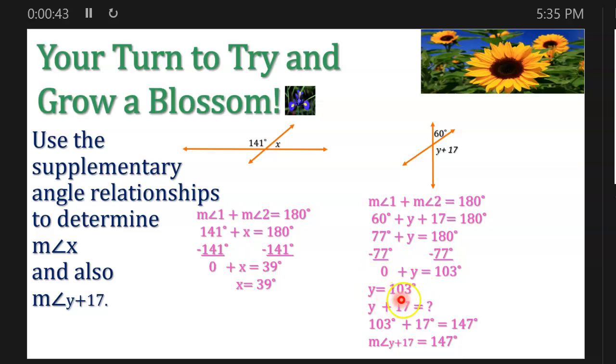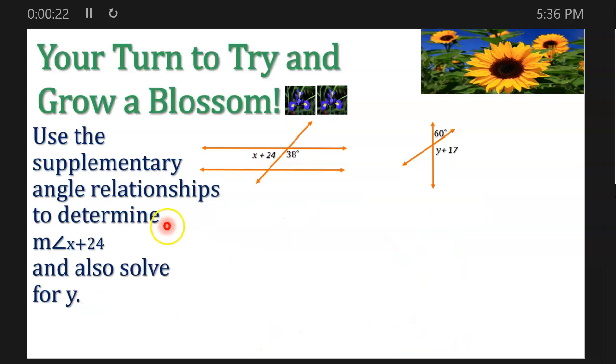So now we need to add that y to the 17 up here. Okay, so 103 plus 17 is 147. I'm still coming out with a wrong answer there. Hang on. All right, I'm finding all kinds of typos today. Okay, so really the answer should be for this angle here, y plus 17, 120 degrees. So if you got it, that's awesome.